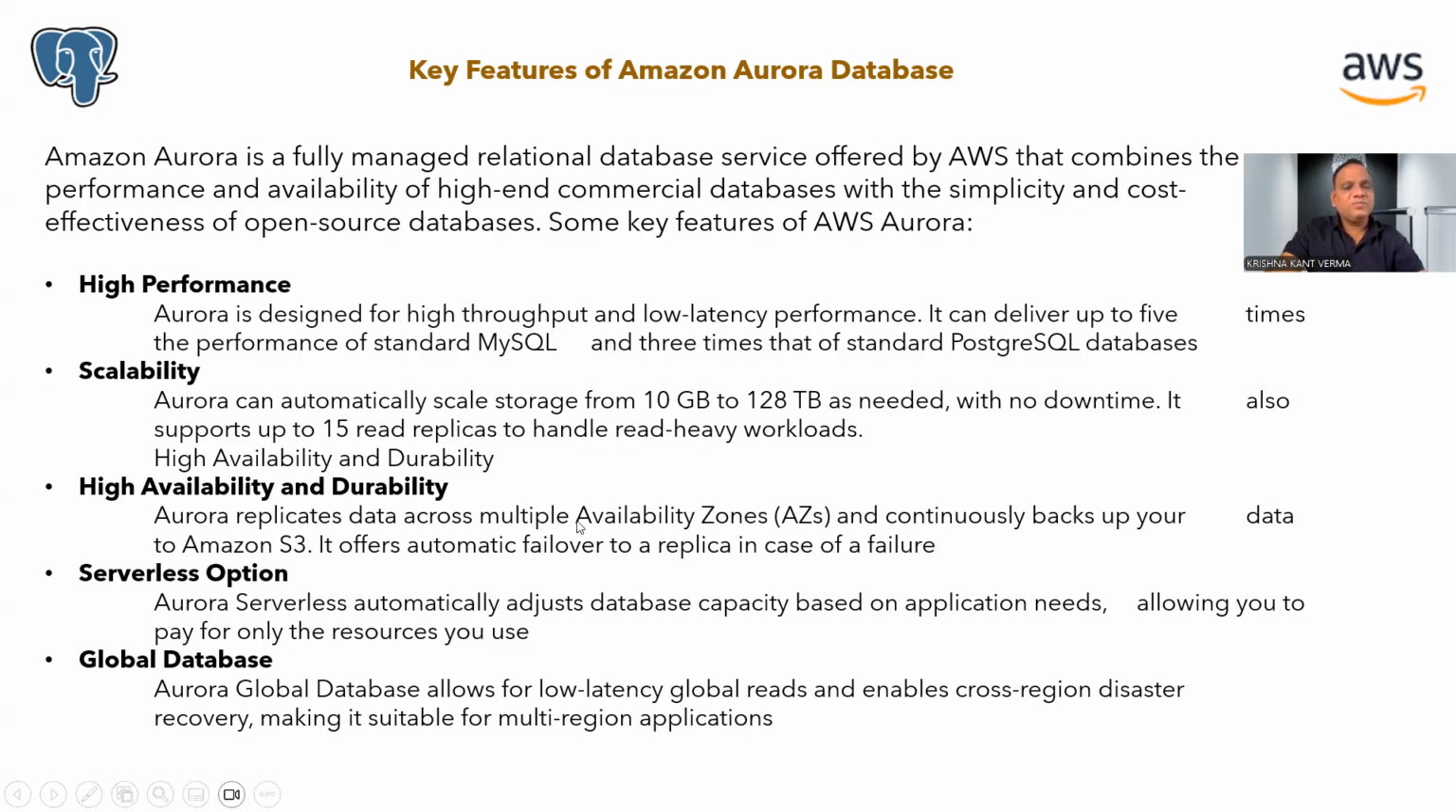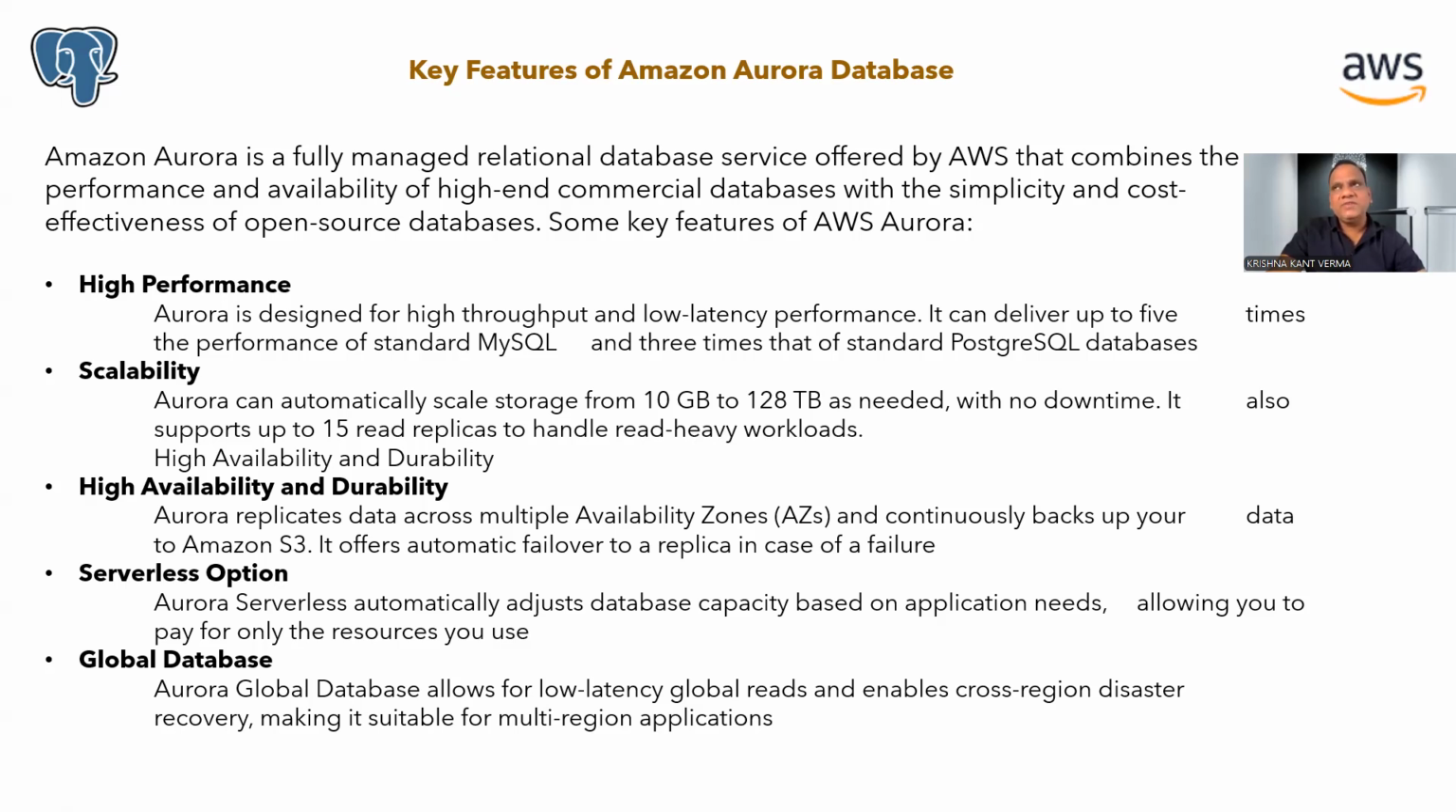Aurora replicates the data across multiple availability zones and continuously backs up your data to Amazon S3. It all manages in the background. As we discussed, replication happens: you have created a database in one zone, and you can configure the replication in a different zone itself, in order to avoid data loss. And AWS automatically backs up the database in the background to Amazon S3.